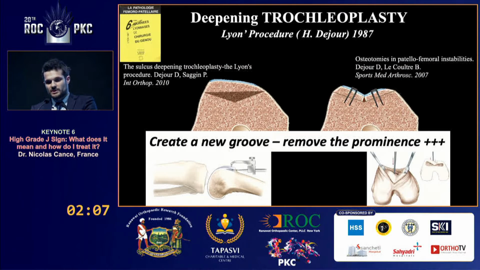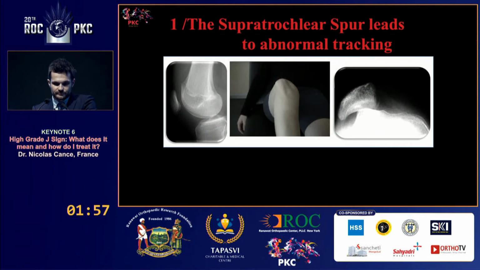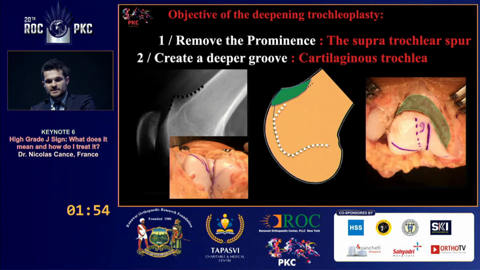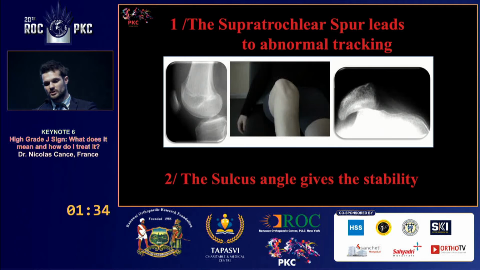Dejour describes the deepening trochleoplasty with two aims: create a new groove, but also remove the prominence in order to get no bump anymore. So the first step is to remove the prominence and the supratrochlear spur, which deletes the ski jump and makes your patella get a normal tracking. And the second one is to create a deeper groove with cartilaginous trochlea to create a new sulcus angle in order to improve stability. So the first one leads you to a normal tracking, and the second one improves the stability of your patella.